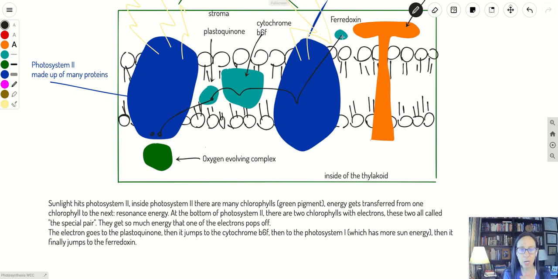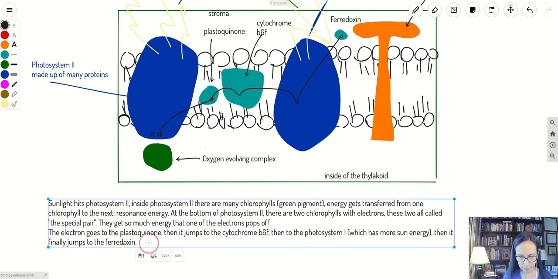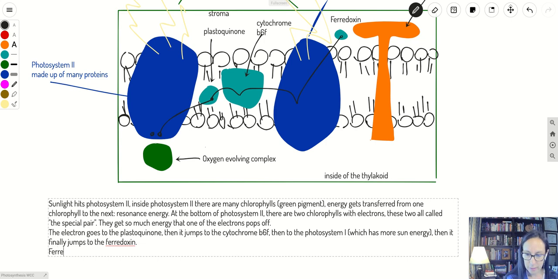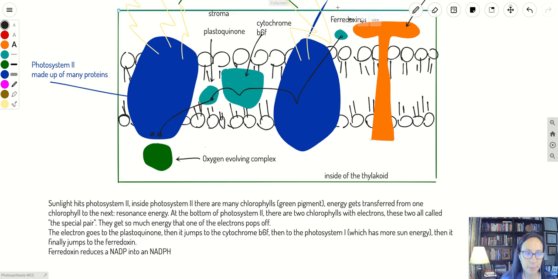And what the ferredoxin does is it reduces this very special molecule. Okay. So I'm going to write this down. Ferredoxin reduces a NADP into an NADPH. Okay. And so I'm going to write that right here. So ferredoxin is then going to make an NADP.